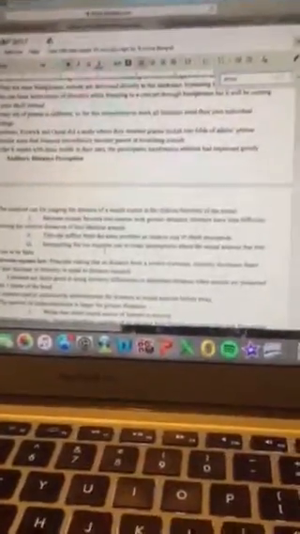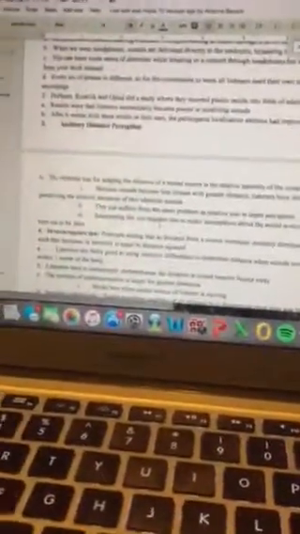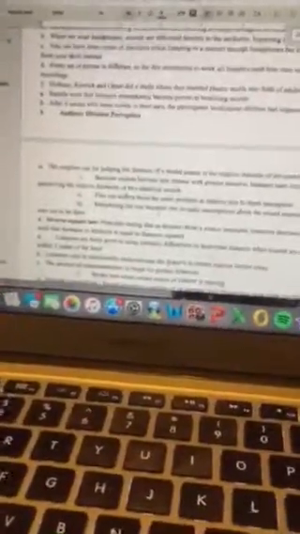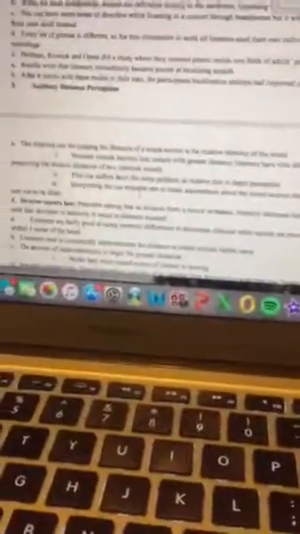Auditory distance perception. The simplest cue for judging the distance of a sound source is the relative intensity of sound. Because sounds become less intense with greater distances, listeners have little difficulty perceiving the relative distance of two identical sounds. This cue suffers from the same problem as relative size in depth perception: interpreting the cue requires us to make assumptions about the sound sources that may turn out to be false.